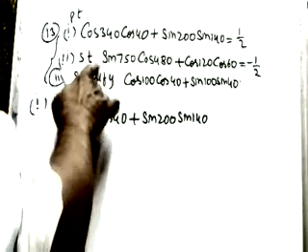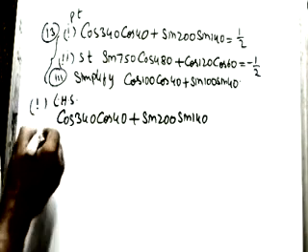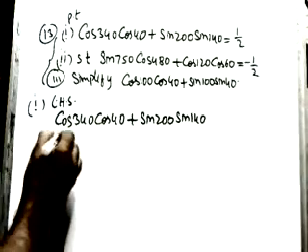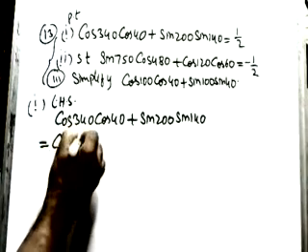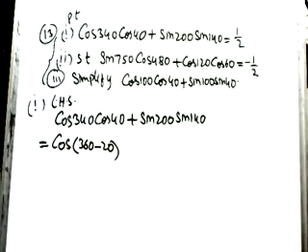Now see on the board there are 3 questions of the same type. You practice these 2 questions and bring 1 question. Now see here, let me change this: cos of 340, we can write as 360 minus 20.